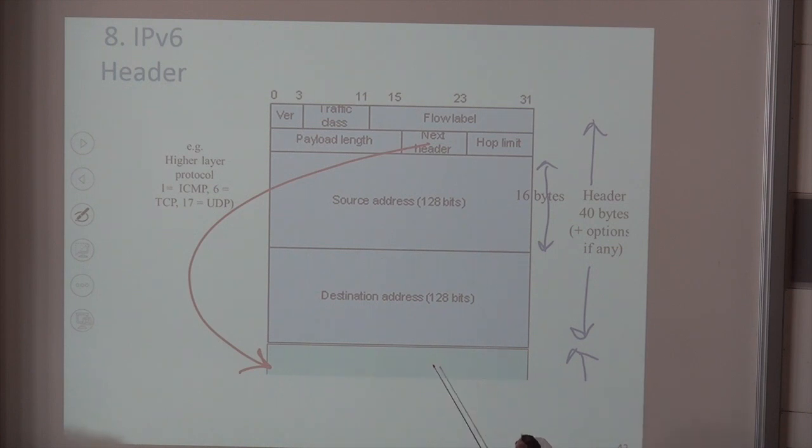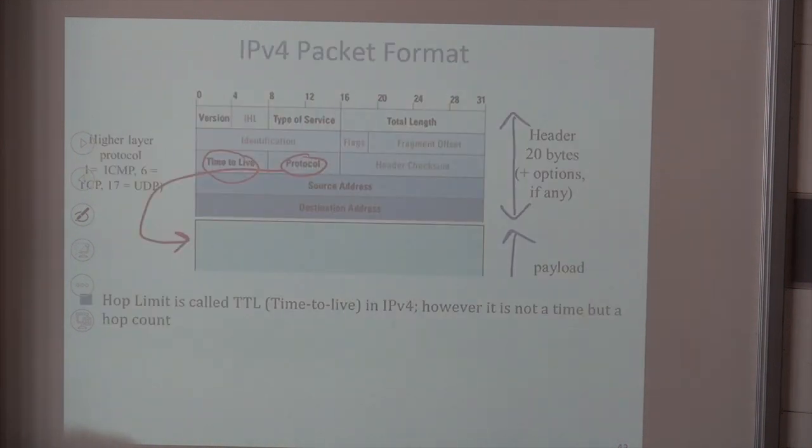And something very useful that I will discuss now, which is the hop limit. The hop limit is called in IPv4 the TTL. So IPv4 is very similar. It has also useless fields. The next header is called the protocol. And time to live is the name that it has for the hop limit.